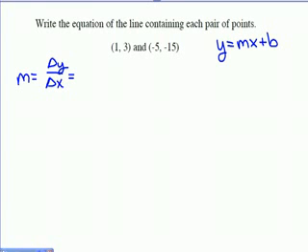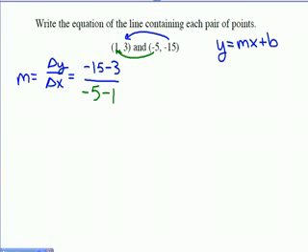Well, for our change in y, all we have to do is subtract them. And it's kind of important to do it in the same order. So I'm going to do negative 15 minus 3. Well, for our change in x, then I want to do that in the same order. I want to do negative 5 minus 1. And that will be equal to, well, we got negative 18 on top, negative 6 on the bottom. Reducing that gives us a nice 3. Doesn't always come out nice and even like that, but this problem does.